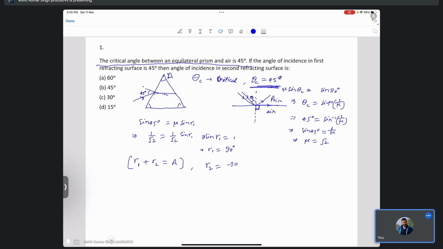You understood? I've applied this formula in the opposite way. Okay, so this will be the refractive index. So let's put it here. Then sin R1 will be 1 by 2, and R1 will be 30 degree.